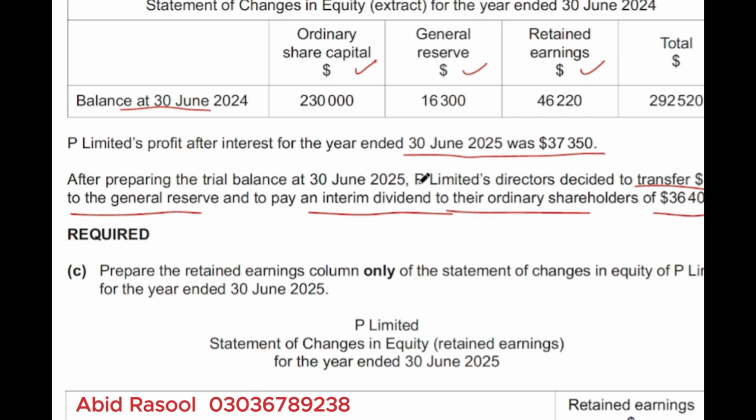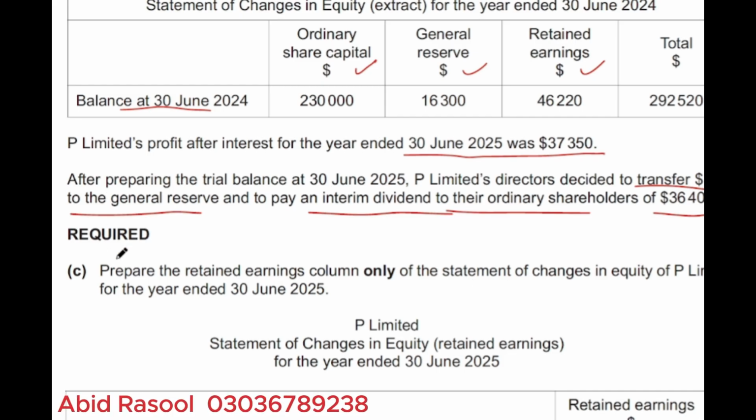Here the directors have taken two decisions. First, what are they doing? They are transferring 8,000 to the general reserve, out of profits or retained earnings. Okay, and what other thing are they going to do? They are giving the shareholders an interim dividend of 36,400. These two things are going to be done, they have decided.